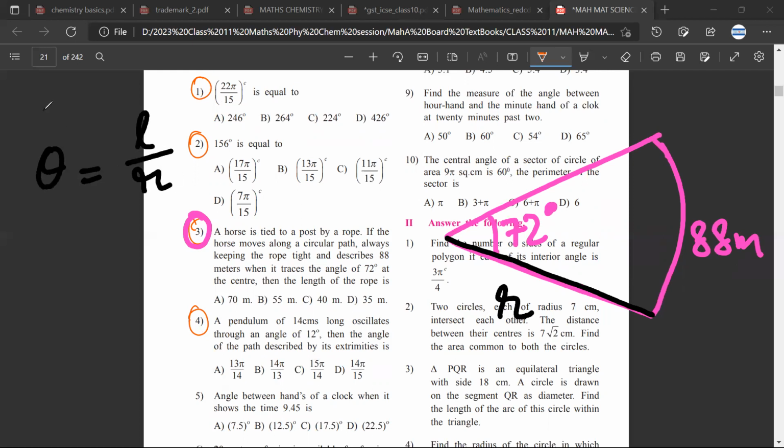Now, see, two basic things that we need to understand. Theta is equal to L by R, where theta is in radians. And the other thing that we need to understand in questions like these is which is L and which is R. That is the only small challenge that you will face.